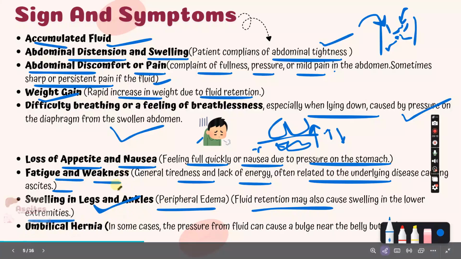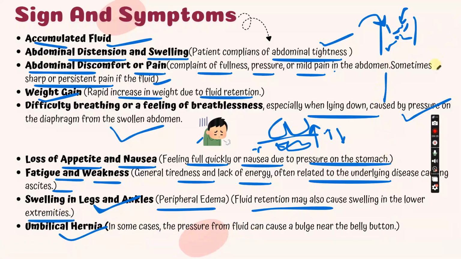Then there is umbilical hernia. In some cases, pressure from fluid can cause a bulge near the belly button. So we'll just make the patient's abdomen right here. Here is the navel or the belly button, and in these areas, in some cases, umbilical hernia is also seen.